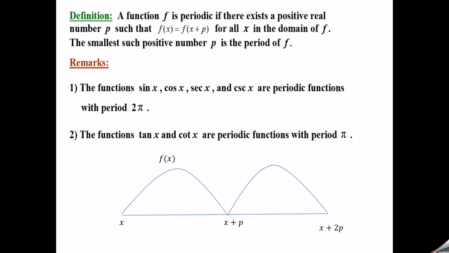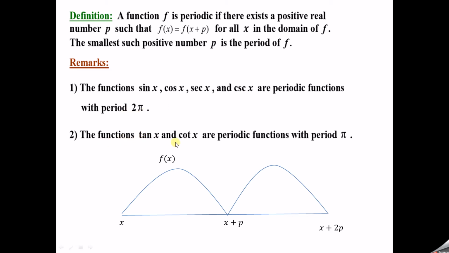Here we have the 6 trigonometric functions. Of the 6 trigonometric functions, sin x, cosine x, secant x and cosecant x are periodic of period 2 pi. That means after a length of 2 pi, the function values of sin x will be repeated. Similarly, it is true for cosine x, secant x and cosecant x. All these 4 functions, the function values will be repeated after a length of 2 pi.